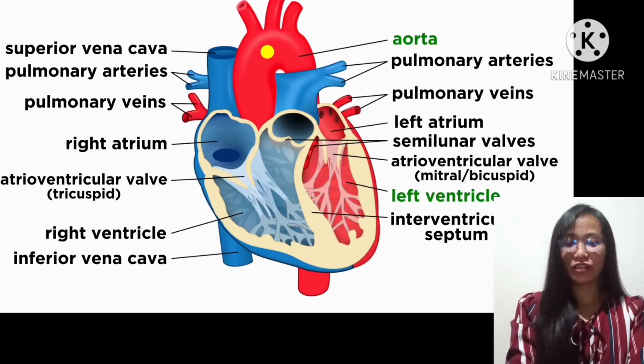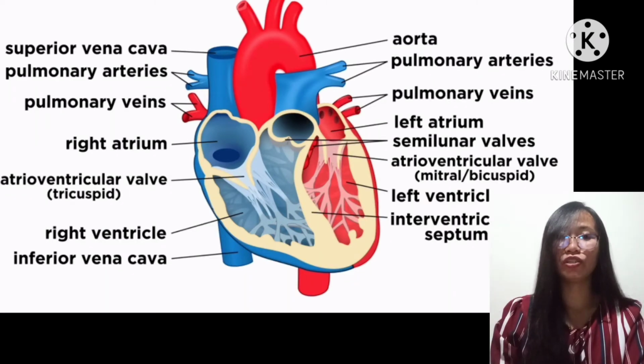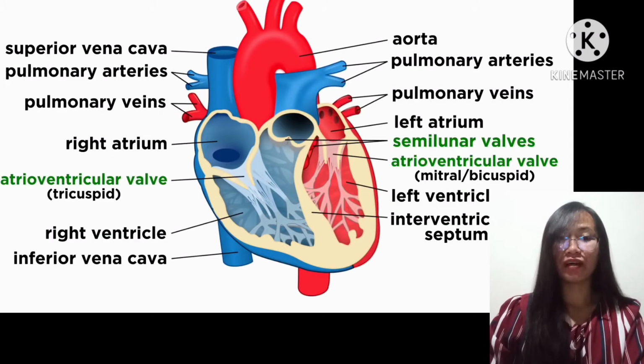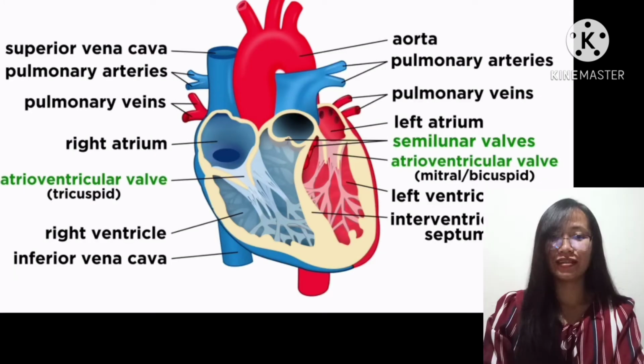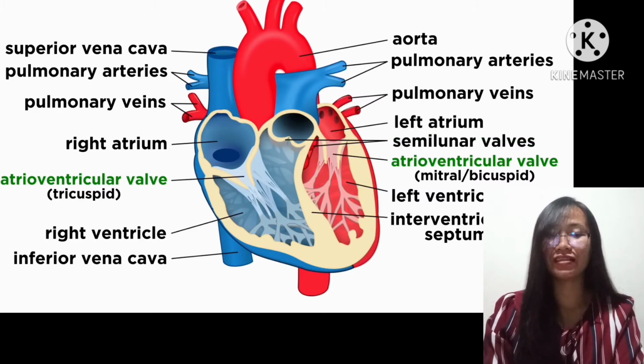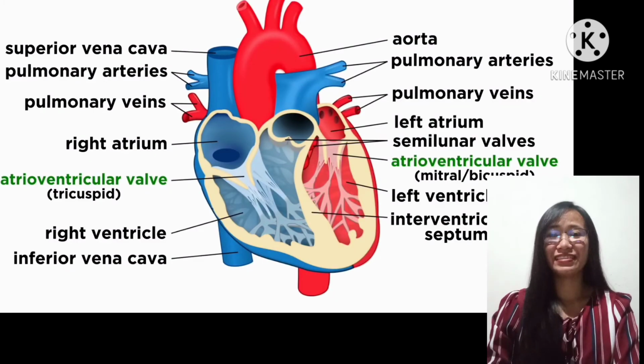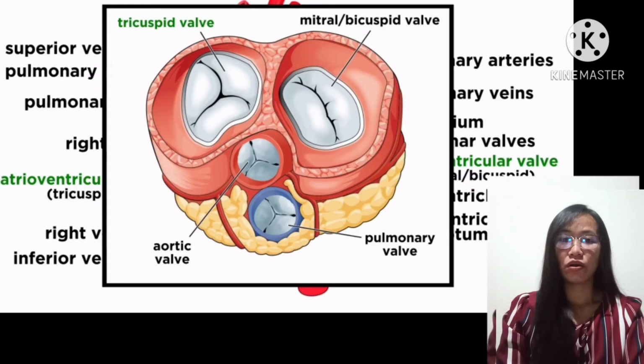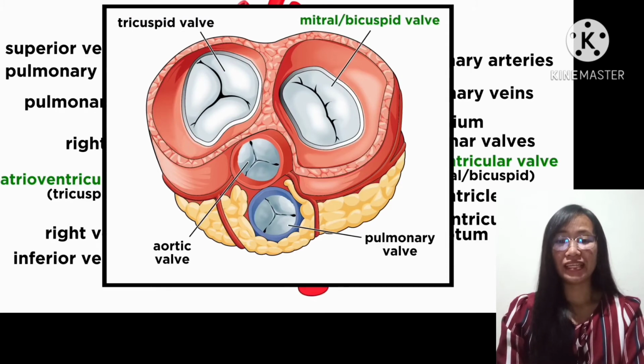Another important feature of the heart is the valves. The heart valves ensure the unidirectional flow of blood. It means they keep the blood going in the correct direction. These are the two atrioventricular valves, or AV valves, which connect each atrium to the corresponding ventricle. On the right is the tricuspid valve, meaning it has three little flaps, whereas the left one is the mitral or bicuspid valve, meaning two flaps.